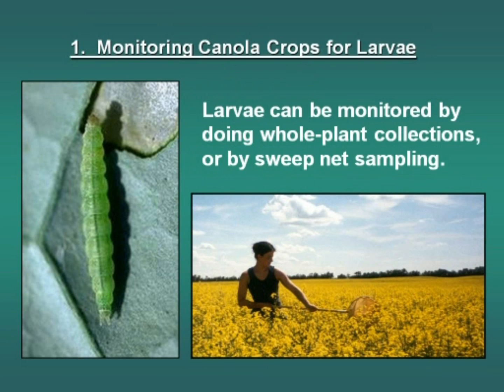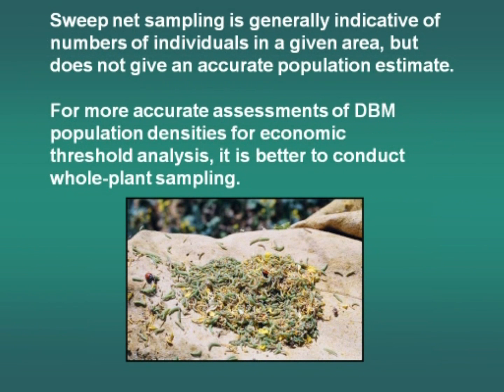A second strategy for monitoring crops is for larvae. Larvae can be monitored by doing whole plant collections or by doing sweep net sampling. Sweep net sampling gives an indication that diamondback moth are present in a given field. This is the contents of my sweep net in southern Alberta, mostly filled with diamondback moth, with a few other stragglers of lygus bug and lady beetles and so on. But this doesn't give an accurate assessment of population density.